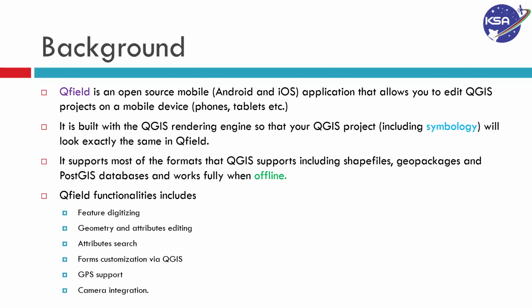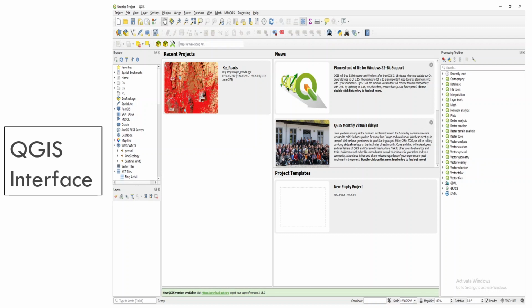It supports most of the formats that QGIS supports, including shapefiles, GeoPackages, and PostGIS databases, and works fully when it's offline. Some of the functionalities of this app are feature digitizing, geometry and attribute editing, attribute search, form customization via QGIS, GPS support, and camera integration.